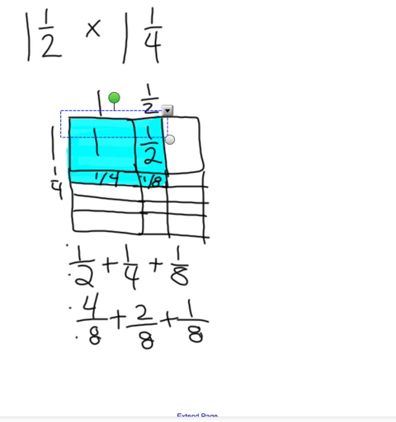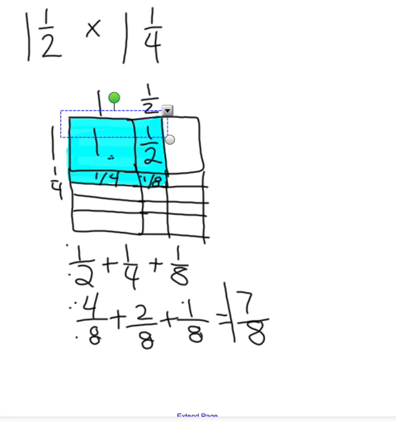Okay, so now I'm just adding going across. So 4 plus 2 plus 1 equals? 7. And since it's addition, what do we know about the denominator, Cheyenne? It stays the same. So we have 7/8. We also have 1 whole in our problem over here, so our answer is 1 and 7/8. Can we simplify that? No.